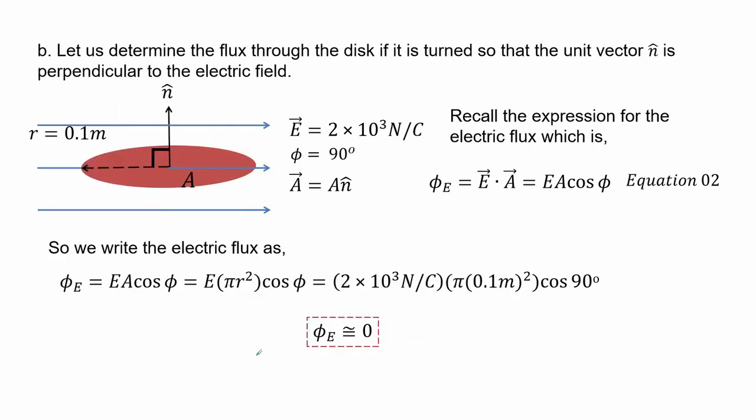For letter B, let us determine the flux through the disk if it is turned so that the unit vector n-hat is perpendicular to the electric field. So we see that the disk is lying parallel to the field when its area vector is pointed perpendicular to the electric field. So as expected, we get 0 flux.